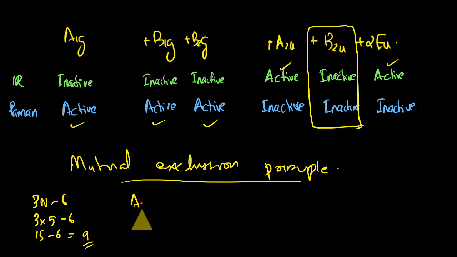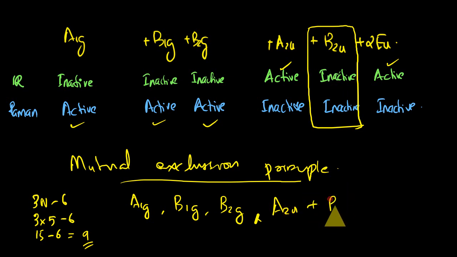Okay, A1g is a vibration mode, then B1g is the second one, then B2g is the third one, then A2u is the fourth one, then the fifth one is B2u. And then there are two Eu's, right? Eu plus Eu. And how many are there? This Eu is a two-dimensional representation. It means that there are two modes in this Eu. They are degenerate. Two degenerate modes are there.